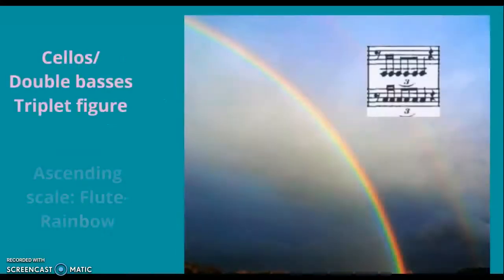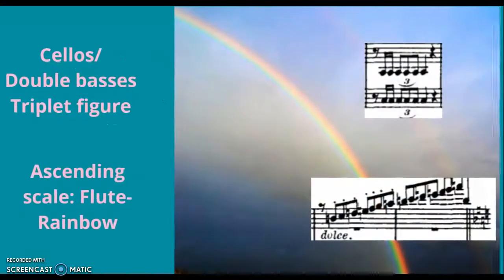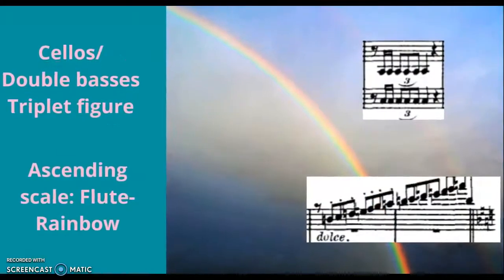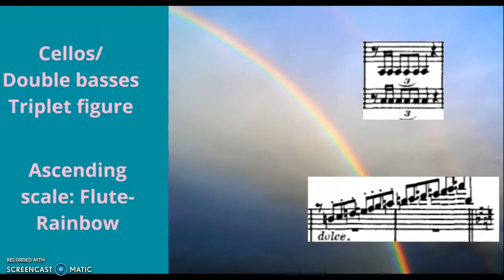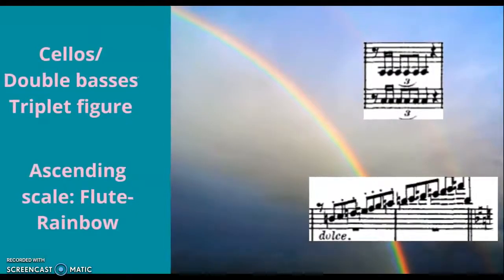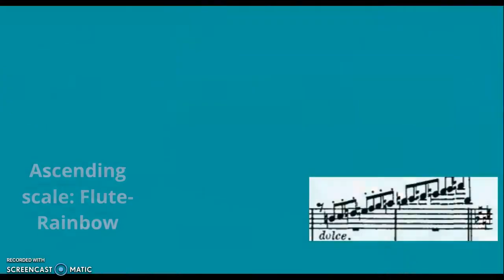For the low rumbles at the end, he uses a triplet figure in double bass to indicate the gradual departure of the storm. An ascending F major scale is a rainbow connecting the final movement.